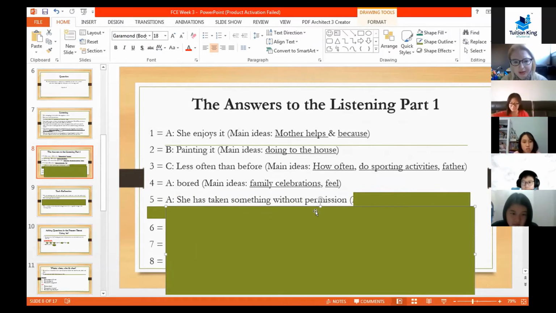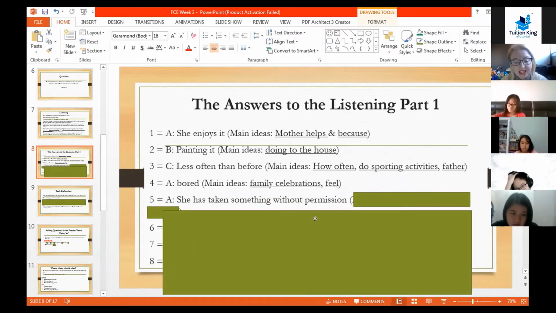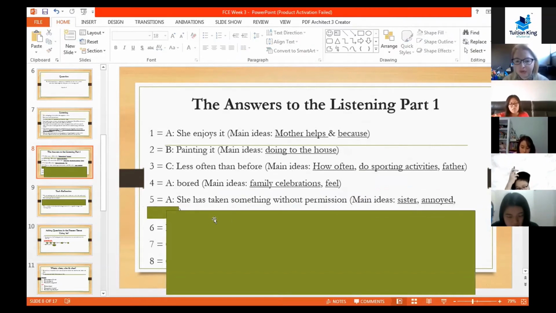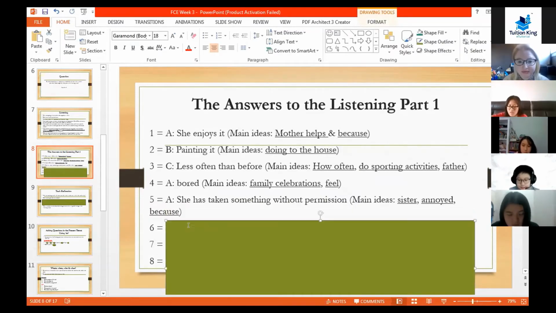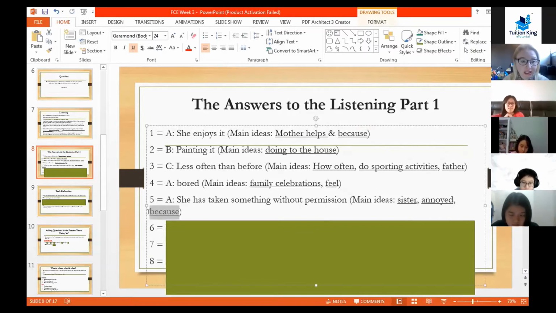Number 5. The answer again is A. So she's taken the laptop without permission. Let's have a look at what the main ideas in the question were that you should have underlined: sister, annoyed, and because. And just like in the first example, we've underlined because this is a signal word, and this signals that you're listening for a reason.